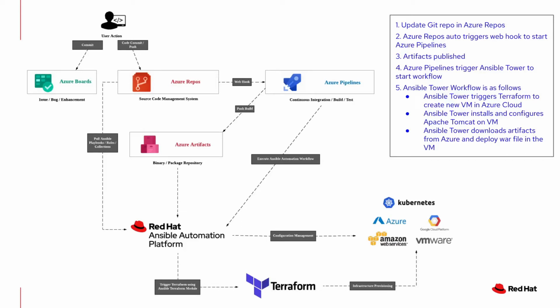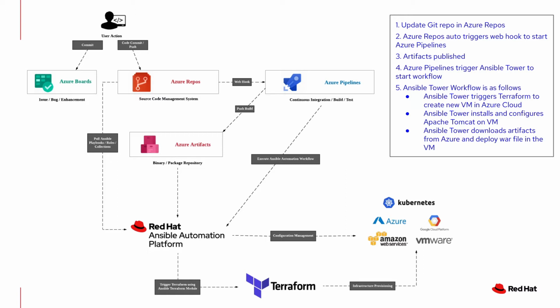Hi everyone. In this demo, we are going to look at how Red Hat Ansible Automation Platform can work together with Microsoft Azure DevOps as well as Terraform. So as said over here, whenever there is an issue, bug, or enhancement being logged or raised in the Azure Boards, the developer will write the code that is necessary to address the issue, comment it, and push it into the Azure repo, which is their source code management system.